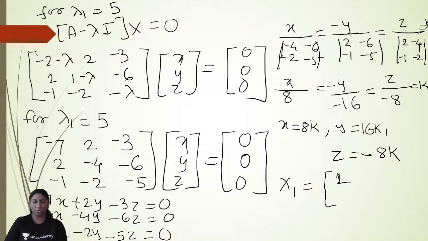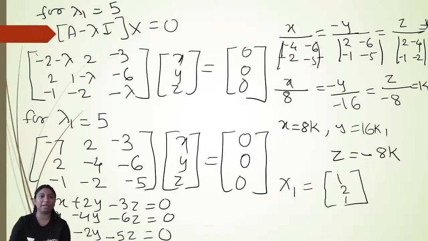Y is equal to plus 16. If I take 8 common, so 1, 2, 1, 8k common. So x1 is the eigenvector for the non-repeated eigenvalue. Now for the repeated eigenvalue, what will we do? We will follow the same process and see.